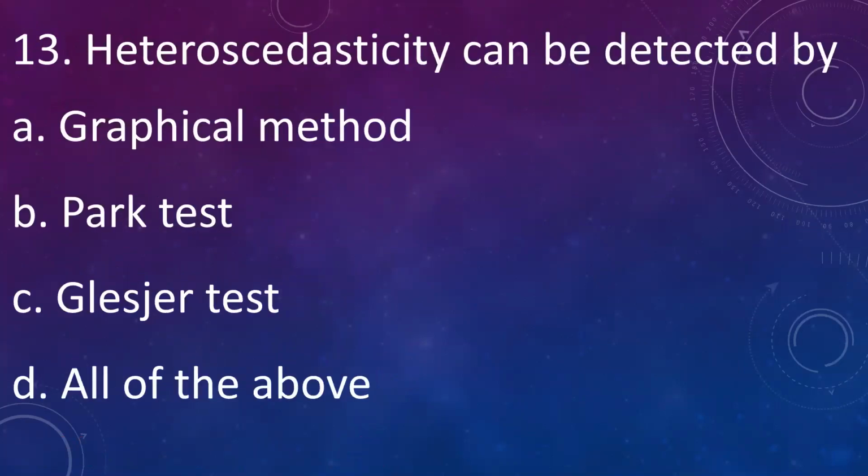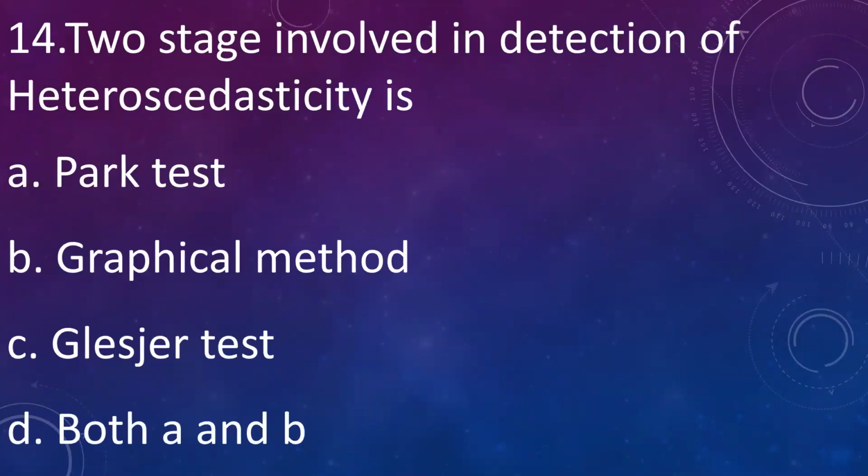Heteroscedasticity can be detected by A. Graphical method, B. Park test, C. Glejser test, D. All of the above. Answer is all of the above. Graphical method, Park test and Glejser test are used to detect the heteroscedasticity problem in the model. The two stages involved in detection of heteroscedasticity is A. Park test, B. Graphical method, C. Glejser test, D. Both A and B. Answer is A, Park test. In the Park test, two stages are involved in detection of heteroscedasticity.